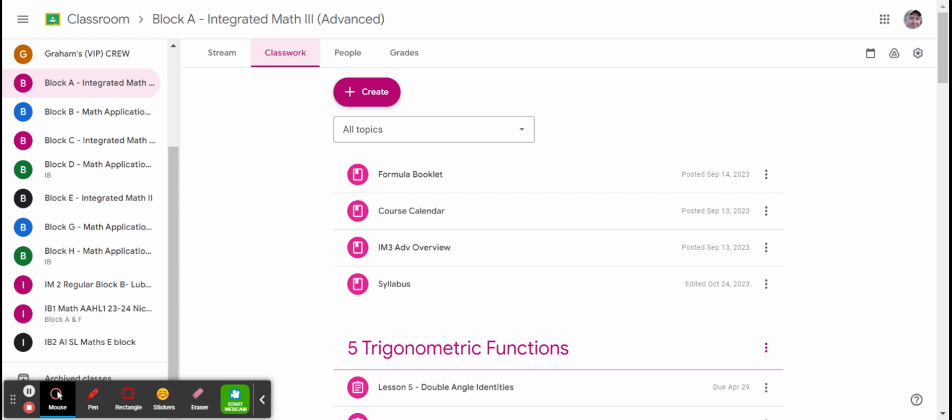All right, next one. Given cos 2 theta equals 1 minus 2 sine squared theta, show that sine 2 theta equals 2 sine theta cos theta. I shall do this one. This is the double angle identity for sine. I shall start with this one.